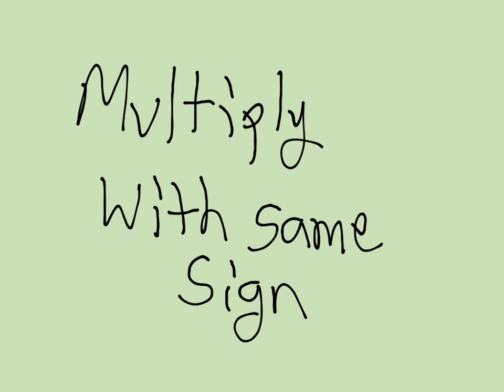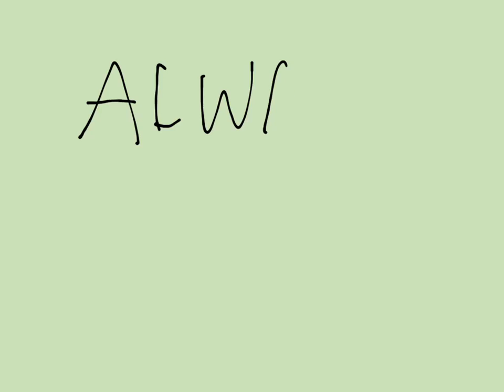So if we multiply two numbers with the same sign, we will always get positive numbers. If the two numbers have the same sign, we will always get positive numbers when we multiply. That's the truth. It's true for multiplying two decimals, a decimal with an integer, two integers, two fractions. Always get a positive number.